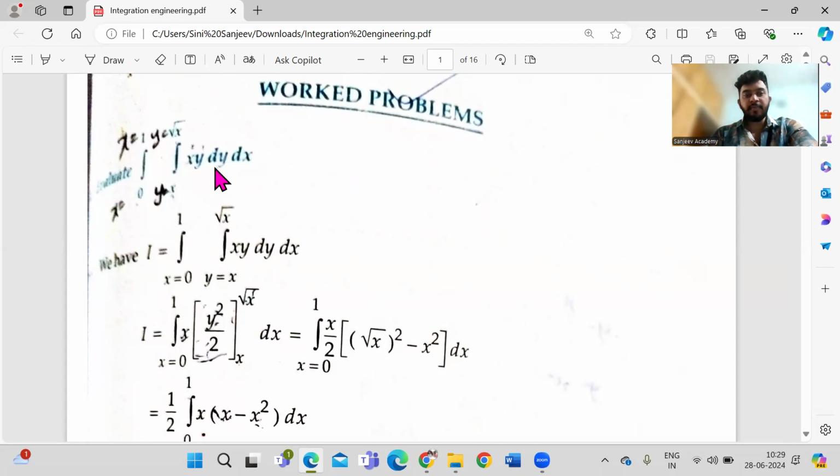Next, in the question itself, they will be giving the order. So we need not panic on what to integrate first. They've given dy dx. So 95% or 100% of the questions, they will give the order in which we want to integrate. So there is no confusion in that. And obviously, if the limit is for y, then we have to integrate with respect to y only. So xy dy dx.